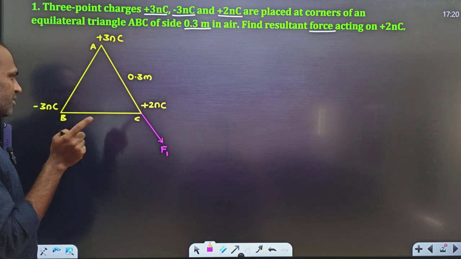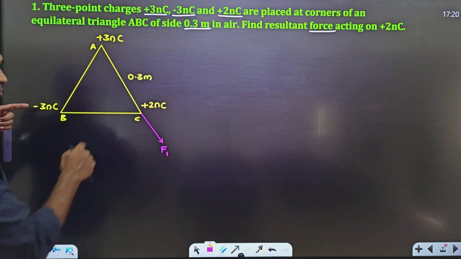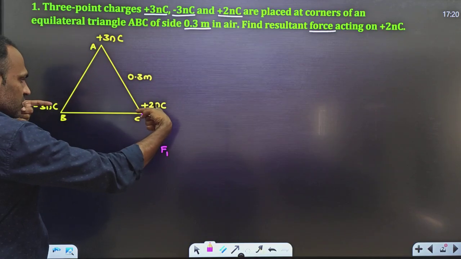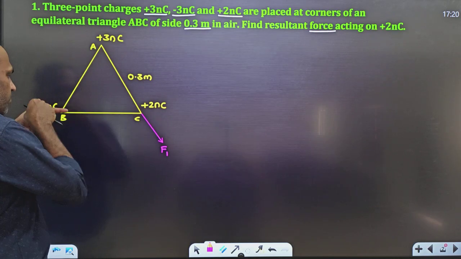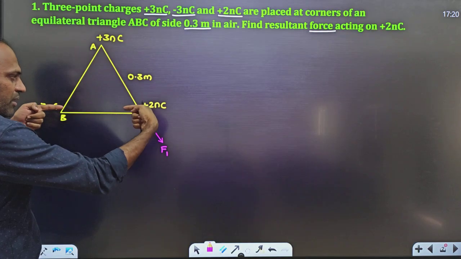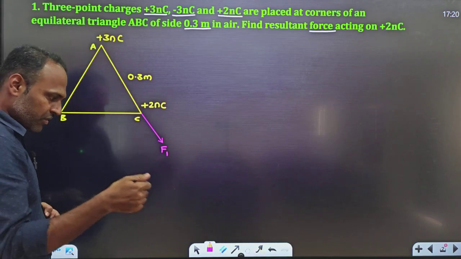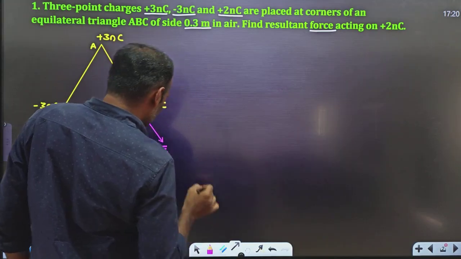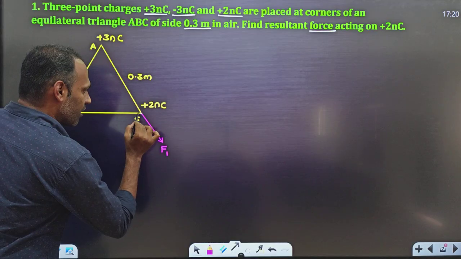Right? There should be one more force, and it should be attractive. Why? This is negative, this is positive. Attractive means the forces must be like this. On minus 3 it will be like this, on plus 2 it will be like this. Attractive force we should show like this. So we want force on plus 2, that's why I will show the force here.